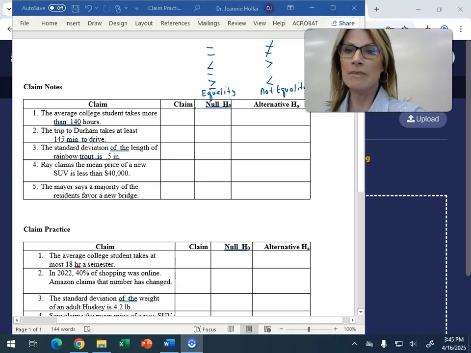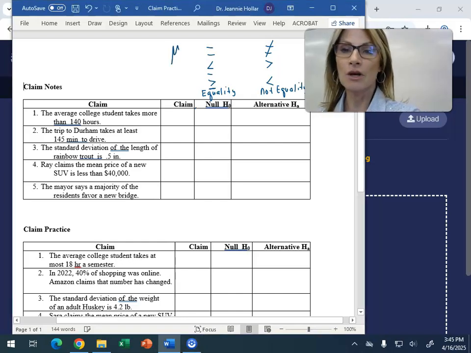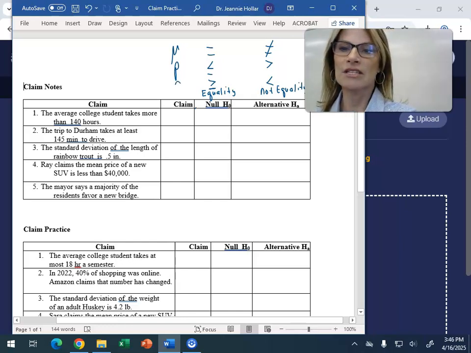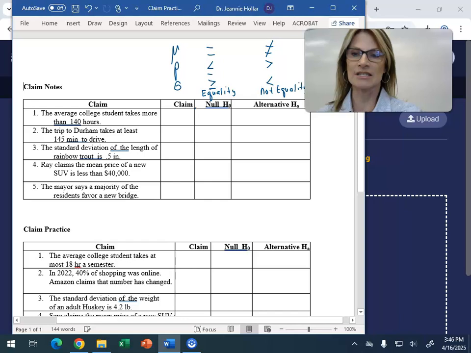So if we use a mean, you'll use mu. If you use a proportion, you'll use a p. It's really like a rho, but it's a cursive p. Or you can use a standard deviation, and we'll use a sigma. And so you'll write your claim in symbols.